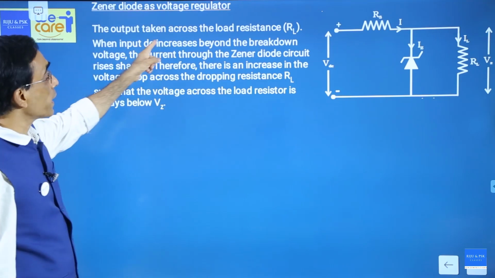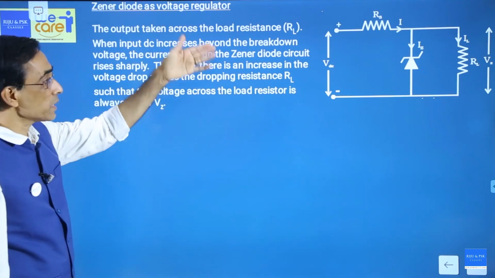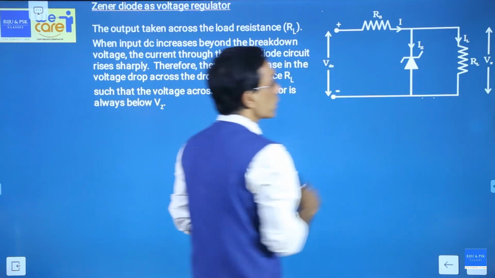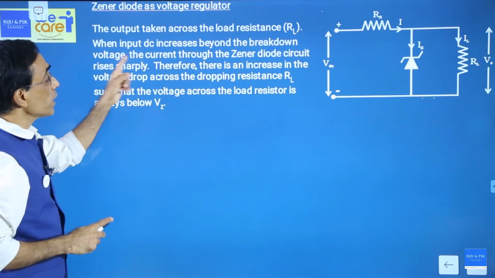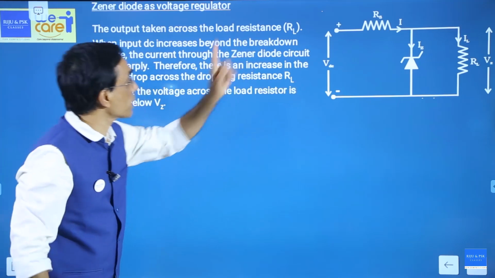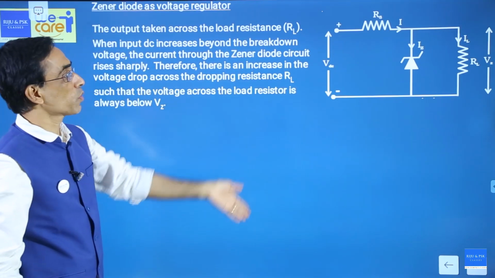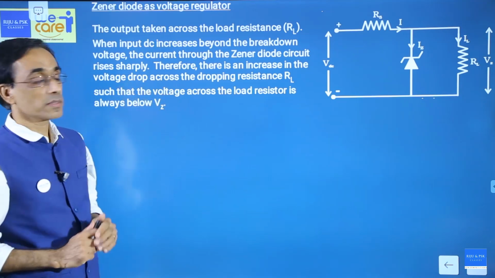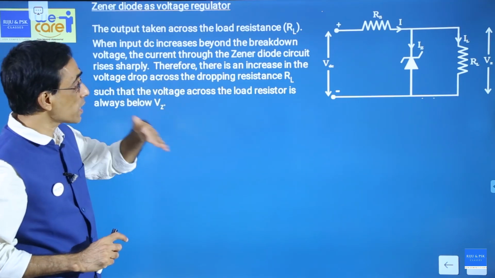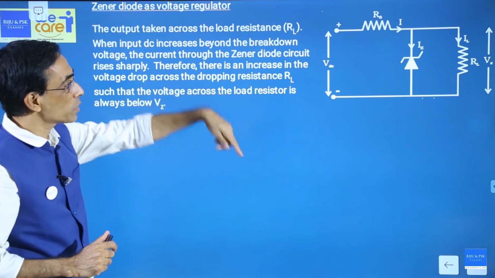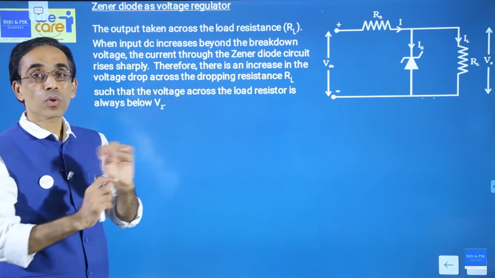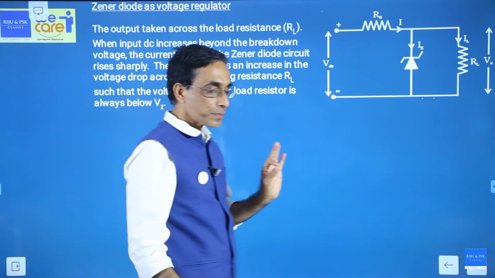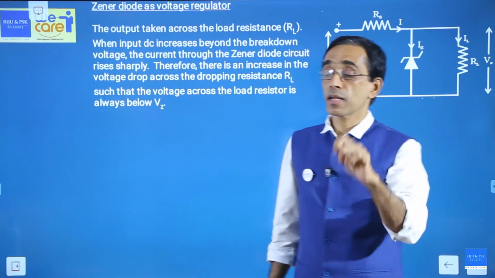The output is taken across the load resistor. You can see that VO is the output across the load resistor. When the input DC increases, this voltage increases. Beyond the breakdown voltage of the Zener, the current through the Zener diode will increase, but the current through the load and the voltage across the load will not increase. Now, everything comes from the Zener reverse breakdown.